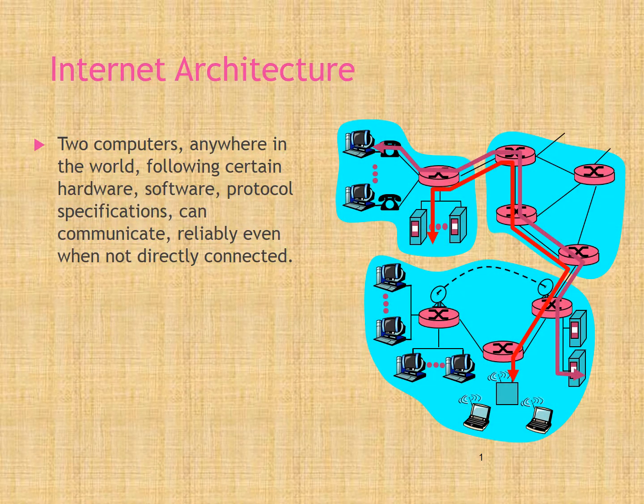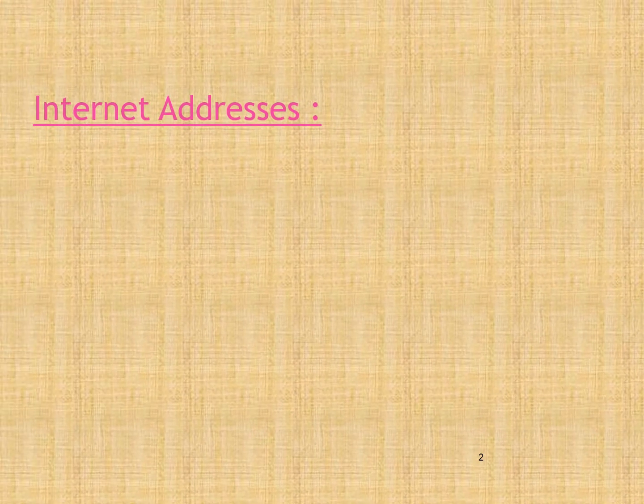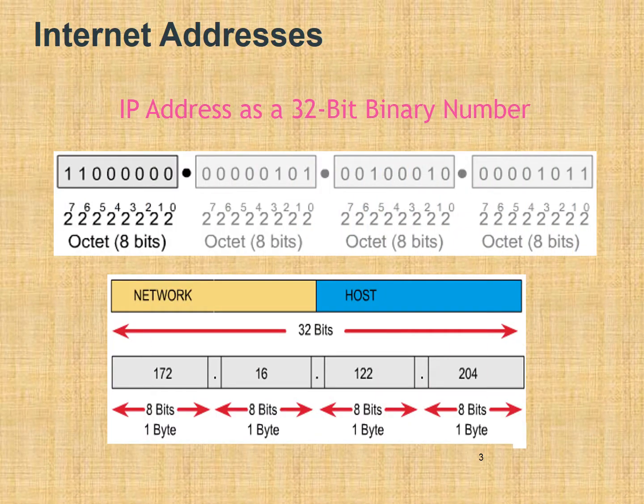Discussing internet architecture: any two computers anywhere in the world that follow certain hardware and software specifications can communicate reliably, even when not directly connected. Internet addresses: an IP address is a 32-bit binary number.